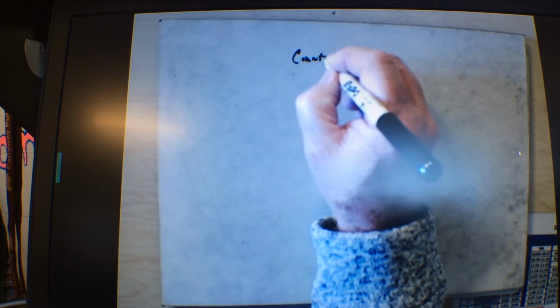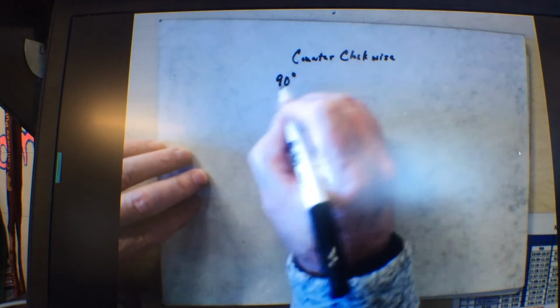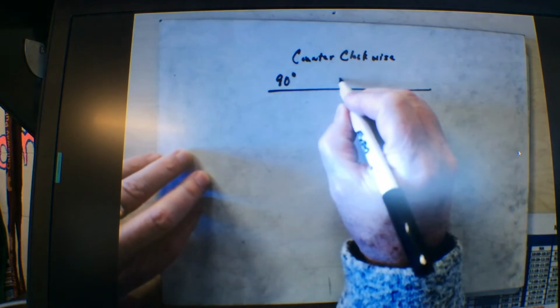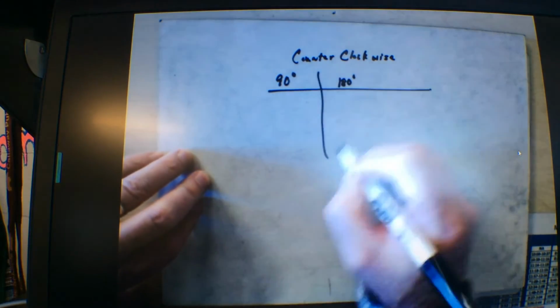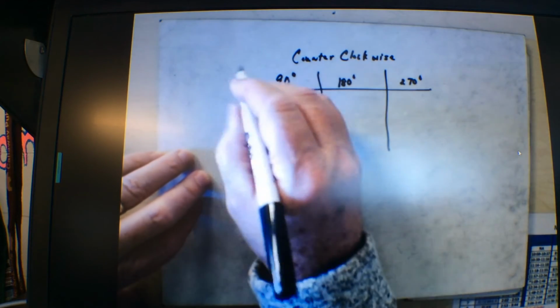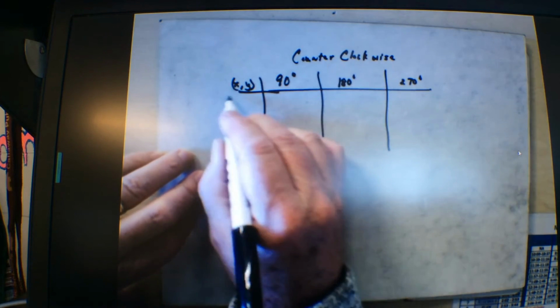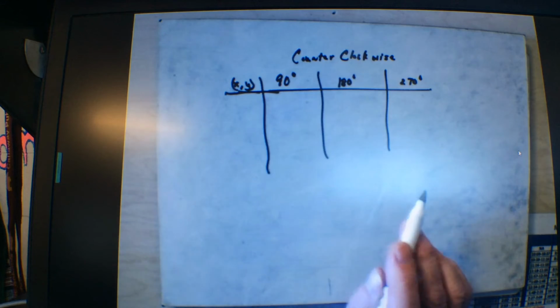But let me show you the rotation. Now this is all counterclockwise. Remember that? Counterclockwise. So there's 3 rotations that we talk about. We have a 90-degree rotation, we have a 180-degree rotation, and we have a 270, right? And then this is your angle. So this is your XY right here. Okay? So we have an XY, and then we have these rotations.